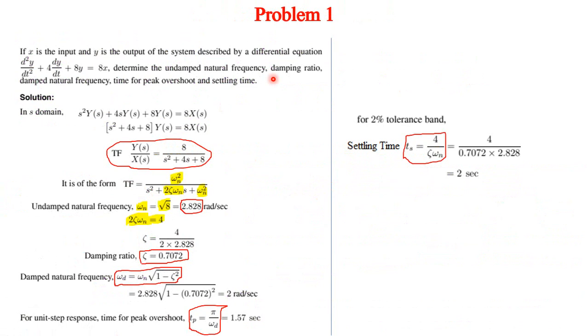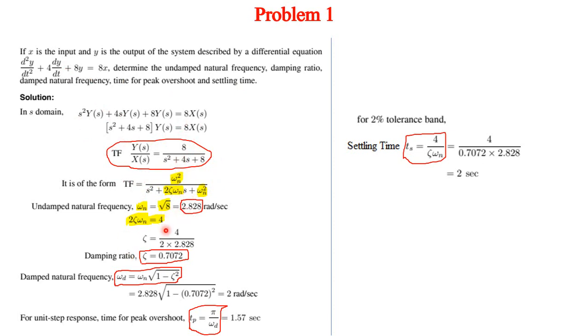Let us understand how to do problems based on this. We are given one differential equation, a mathematical model. We are asked to find the undamped natural frequency, damping ratio, damped natural frequency, time for peak overshoot and settling time. If we take the Laplace transformation of this, we will get this. So we can find the transfer function. This is of the standard form, omega n square by s square plus 2 zeta omega n s plus omega n square. If we compare like terms, omega n square is 8 and 2 zeta omega n is 4. That is what is written here.